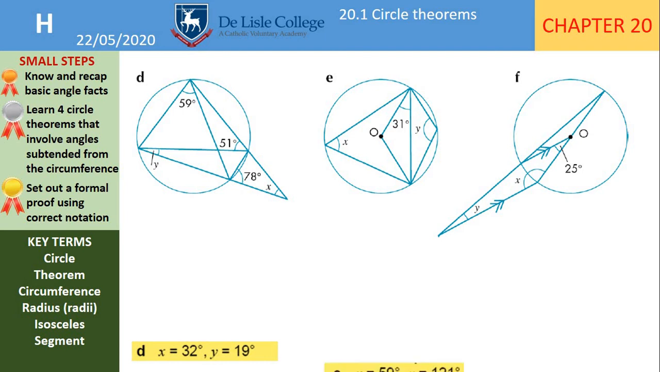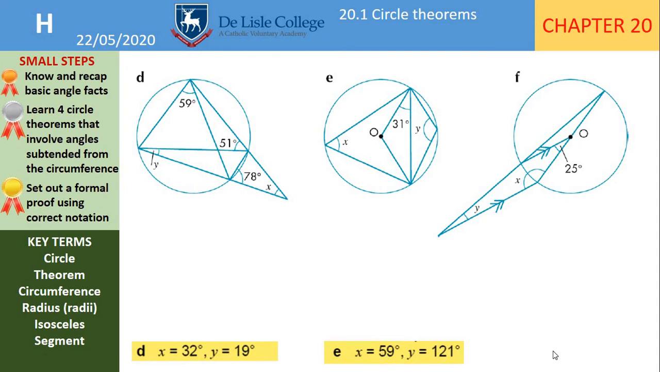Question E. So we've got an isosceles triangle, so we can work out the angle at the centre, find the reflex angle, because the angle at the edge, Y, is going to be half that angle, to get the 121. And angle X is going to be half of the angle that was the obtuse angle, so 59 degrees.